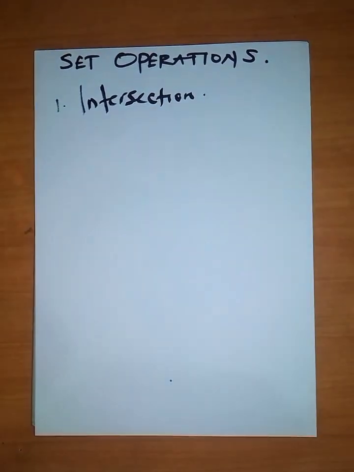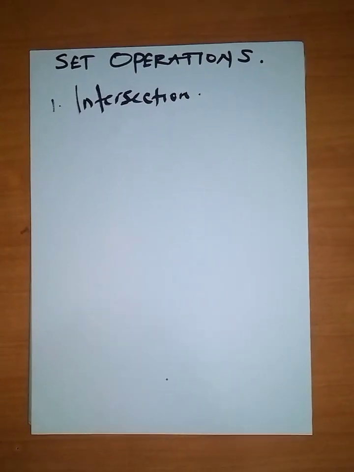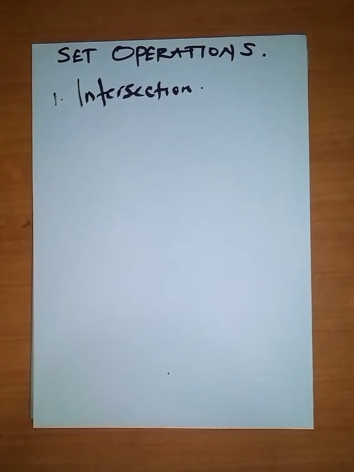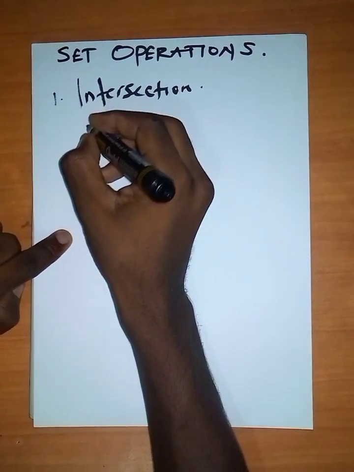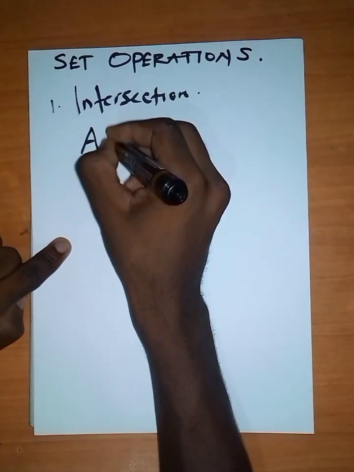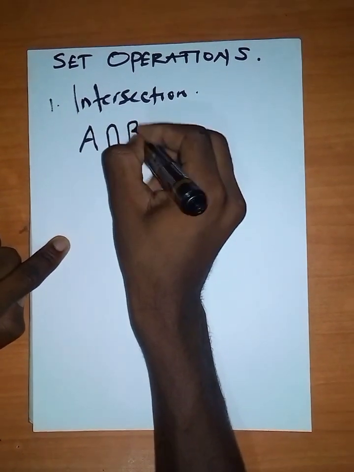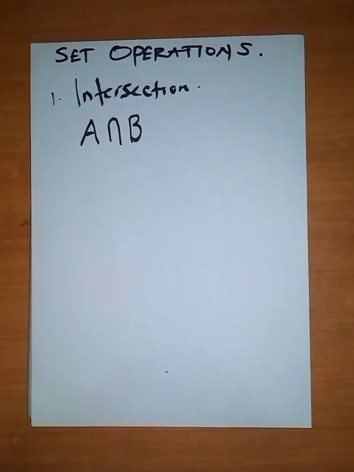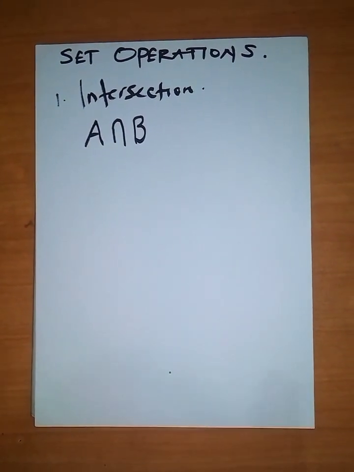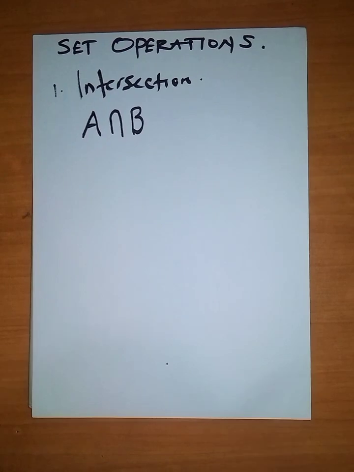Now the intersection of two sets, let's suppose we've got two sets, set A and set B. The intersection of these two sets is simply going to be denoted as A intersection B, and this set is going to list the elements that are common in both sets. Elements that are found in both sets.